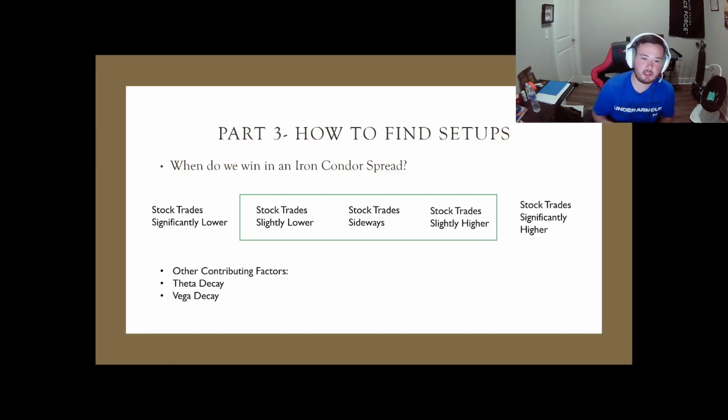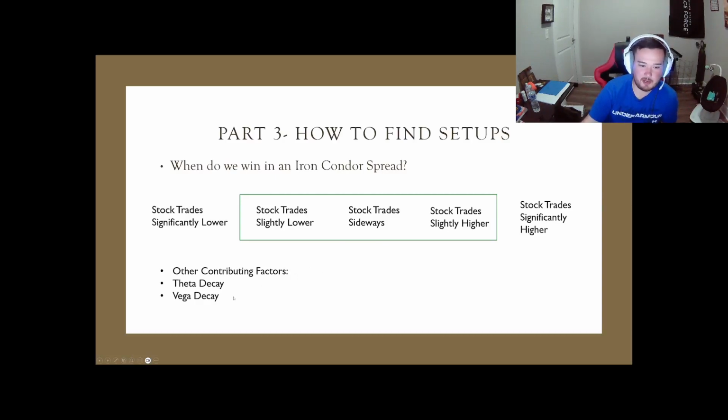And as a stock starts to push towards the upside, we're going to close our bull put leg at a profit. And then as it starts to trade slightly higher and then back towards sideways and then slightly lower, we're going to close the upper bound of that trade as well, or just let the upper bound expire and hope that it expires slightly higher so that we still make money on the upside and the downside of the trade. That's how you win an iron condor spread. That is your win condition.